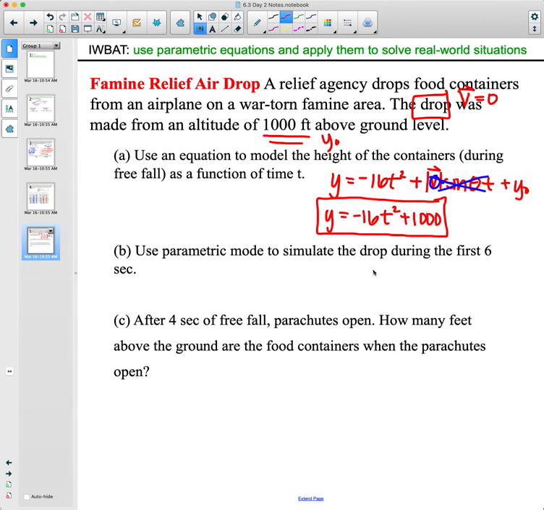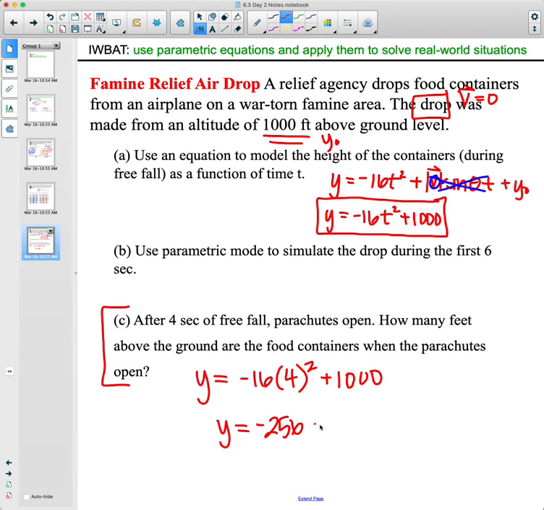Use parametric mode to simulate the drop of the first 6 seconds. You would be using a graphing calculator for that. And then for part C, it says after 4 seconds of free fall, the parachute opens. How many feet above ground are the food containers? This one we can just plug into our equation after 4 seconds. So we're just going to do negative 16 times 4 squared plus 1,000. Negative 16 times 16 is negative 256. So this represents how many feet it's dropped in 4 seconds. And then you have the initial height that it was at, right? So you have 1,000 minus 256. And so the height when the parachute opens is 756 feet above ground.